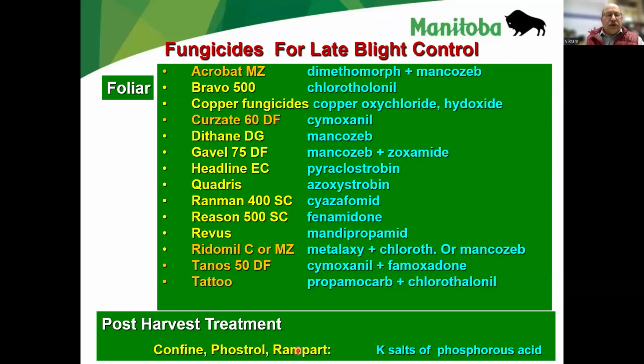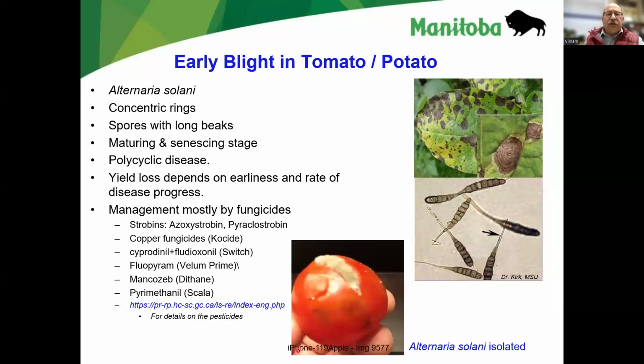I'll come to the next disease, which is quite common and important in Manitoba, and this is the early blight. Here you can see it is caused by a fungus. It has concentric rings. If you look at this particular spot, you will see that the leaf spot has grown and has concentric brown and lighter color rings. That's the classic symptom of what it is.